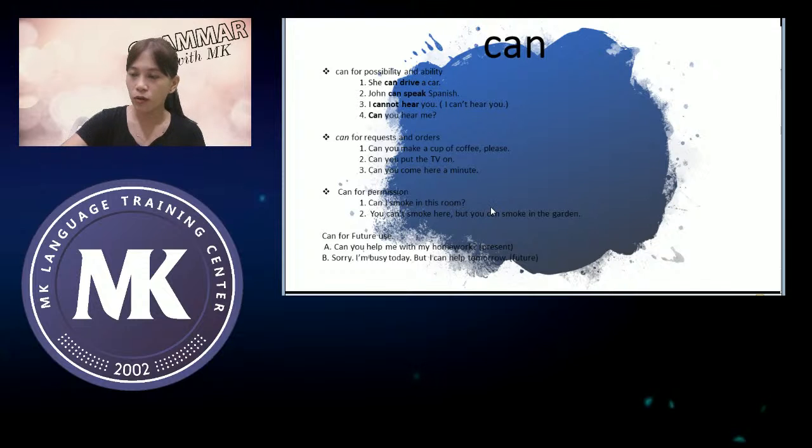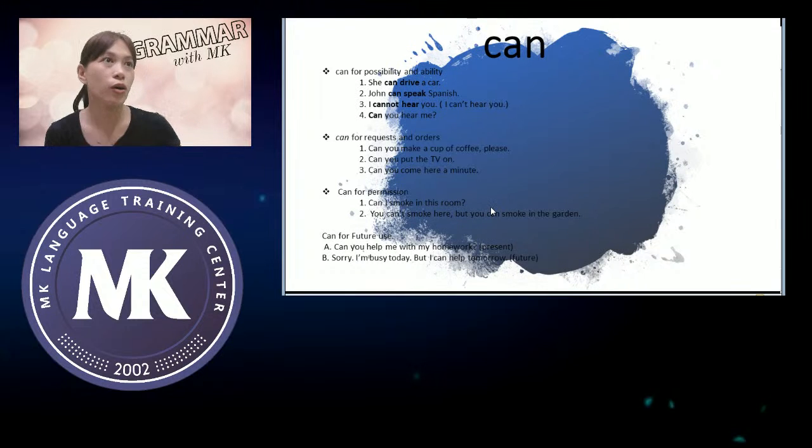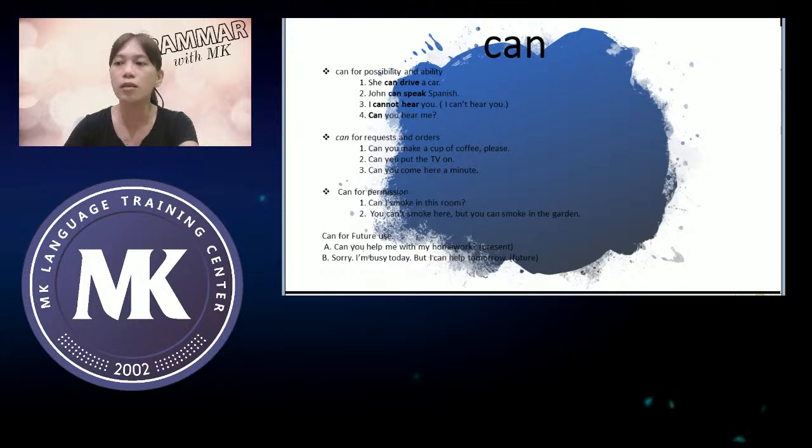Okay, so let's talk about the usage of can. So can for possibility and ability. Meaning to say, we can use can for what is possible and what we are able or free to do. So for example, number one, she can drive a car. Can drive here means ability. Able to drive a car.